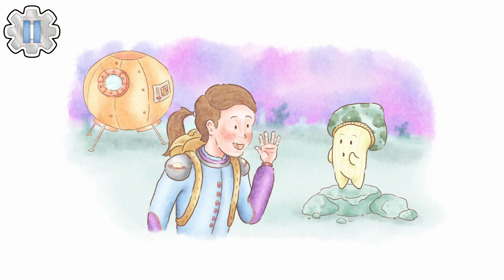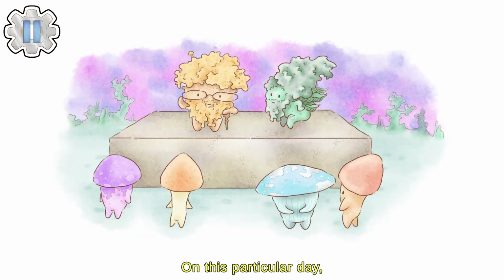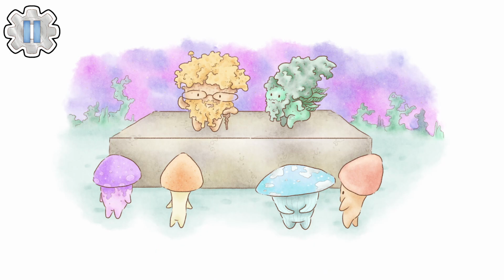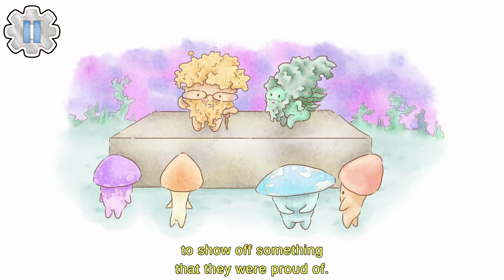Millie is wearing a blue and purple jumpsuit with her yellow backpack. She happily waves at a young fungaloid. On this particular day, the Fungaloids were gathered for an important show and tell. Standing on a stage are two elderly fungaloid creatures. They resemble odd-shaped mushrooms with lumps, bumps, and wrinkles. It was their tradition at a young age to show off something that they were proud of.